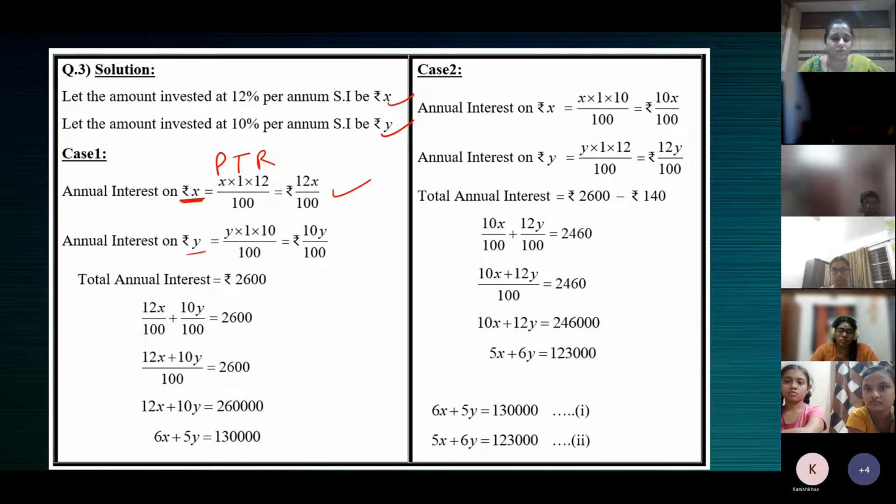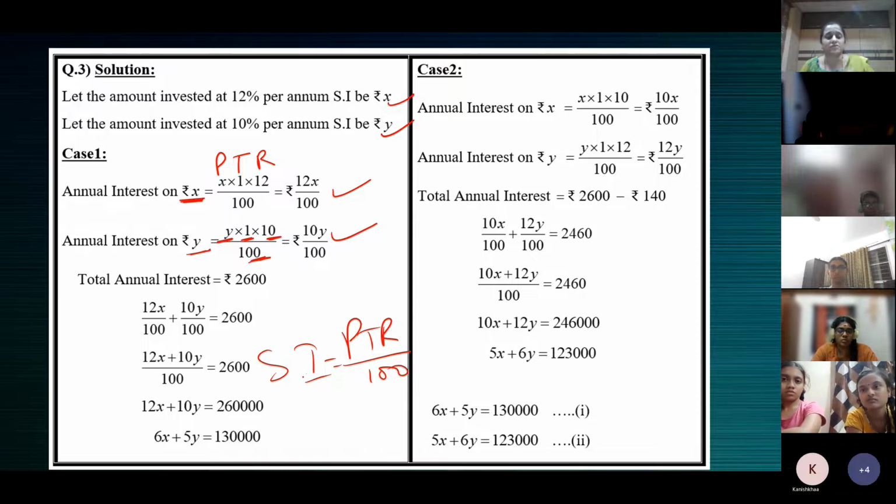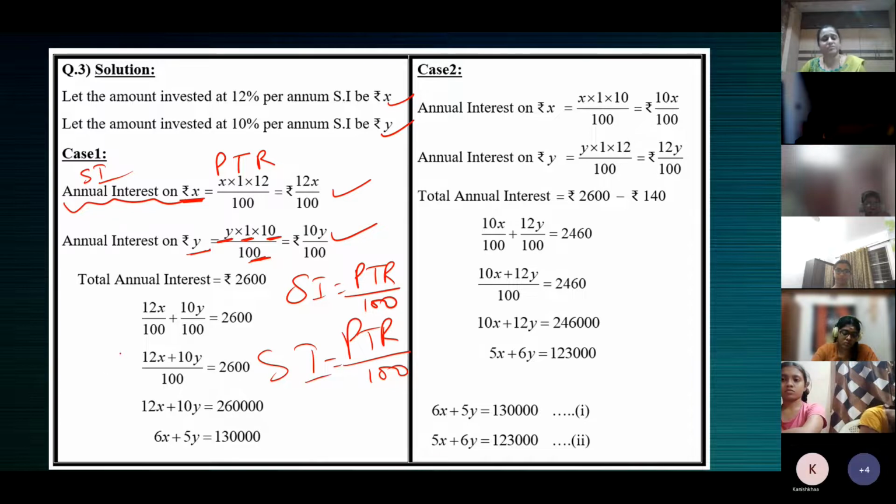Then the annual interest on rupees Y. Principal is Y, time is 1 year, rate is 10% by 100. So 10y by 100. What is this? What will PTR by 100 give us? The simple interest. It's a formula to find the simple interest. Simple interest is equal to PTR by 100 or PNR by 100. So that's what I've written. Annual interest means annual simple interest.